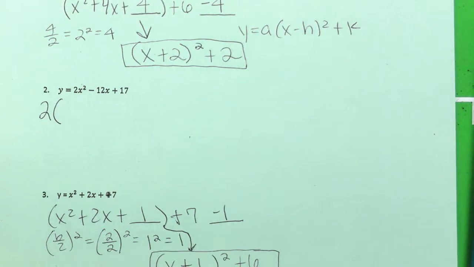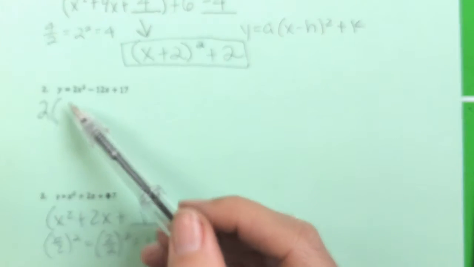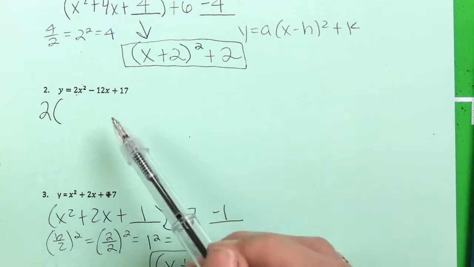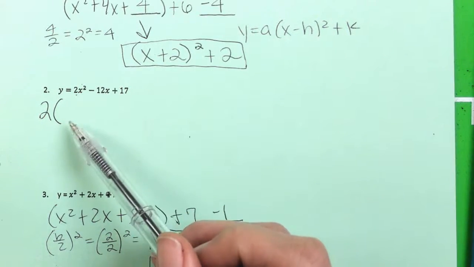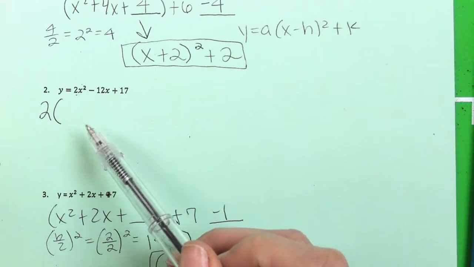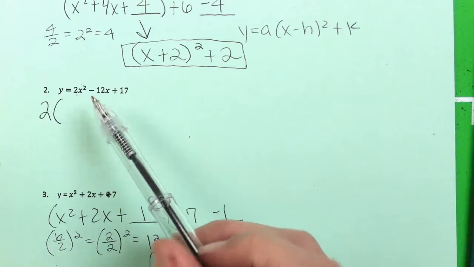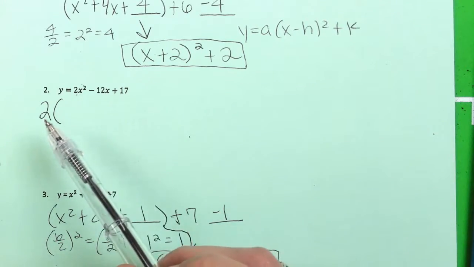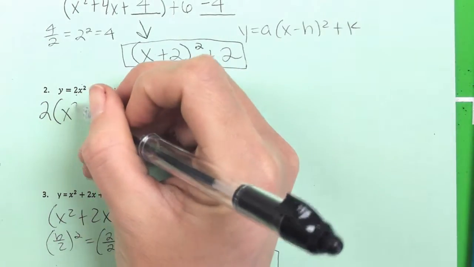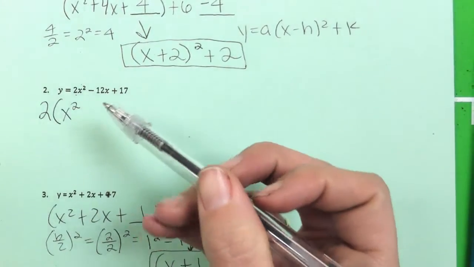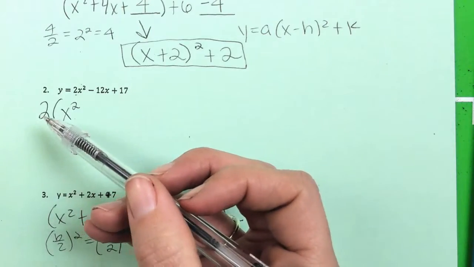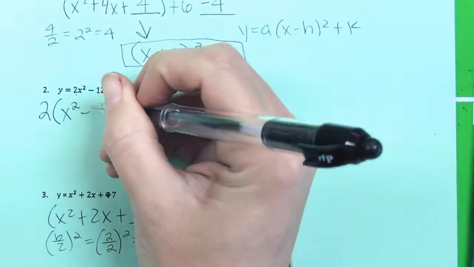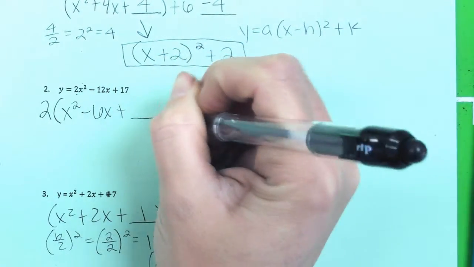So for this one, we're going to have to bring our a out, which is going to be 2. When you bring the 2 out, you're bringing the 2 out of these first 2 terms, because we know the 17 is going to go on the outside of the parentheses. So to fill in what's missing in our parentheses, because again, we don't want to alter this equation, we're going to do 2x squared divided by 2. That's going to be x squared. And negative 12x divided by 2 is negative 6x. I'm going to put plus blank.